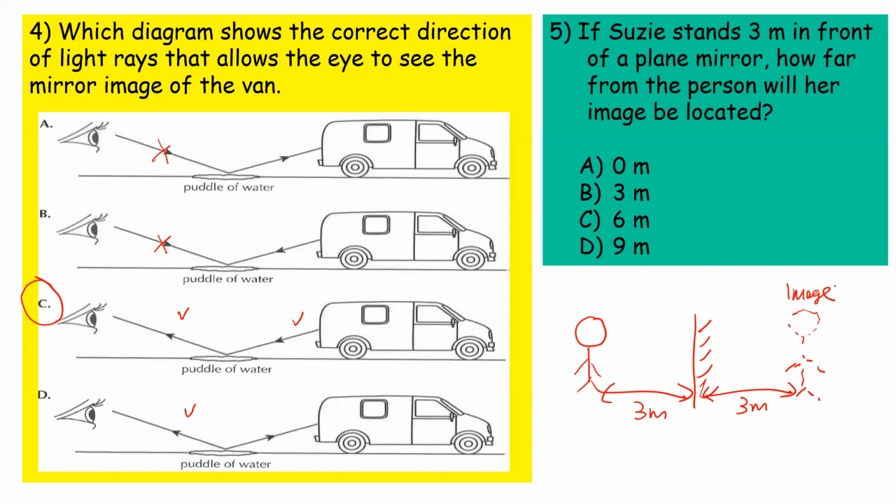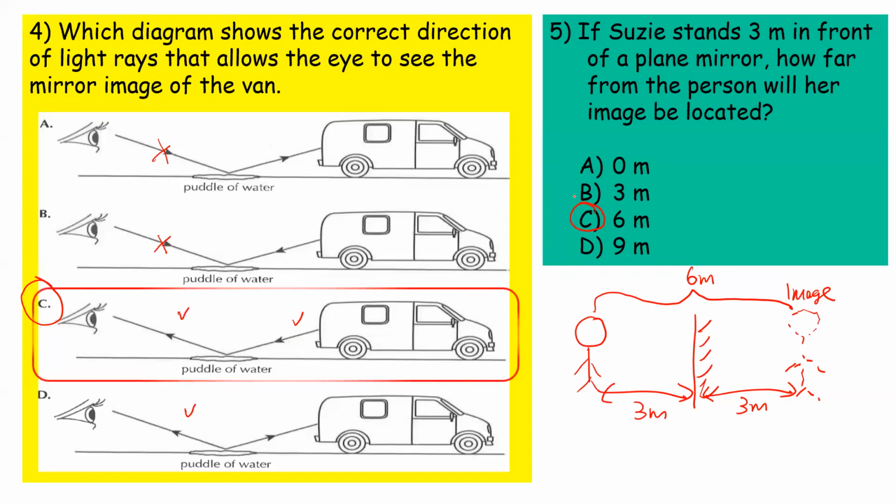So how far from the person will her image be? So in total, it will be 6 meters away. The image will be a total of 6 meters away from her. Okay.